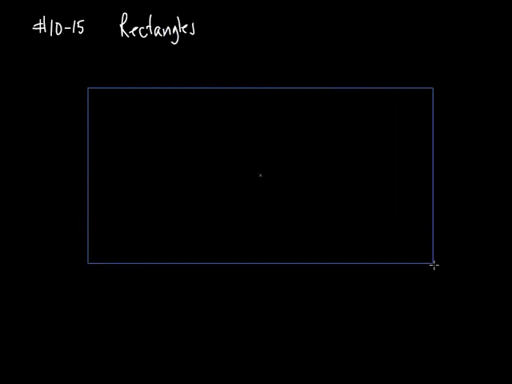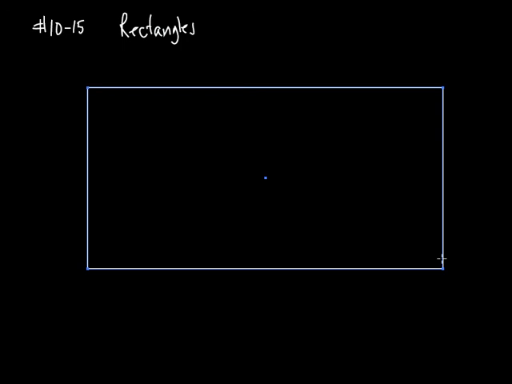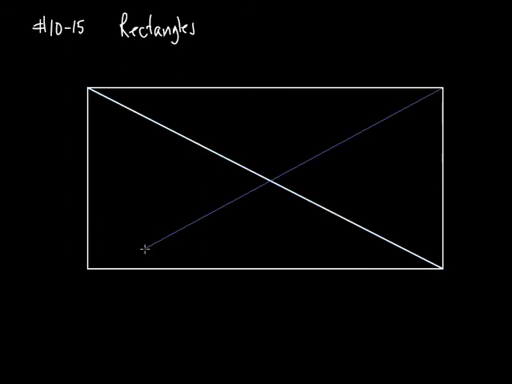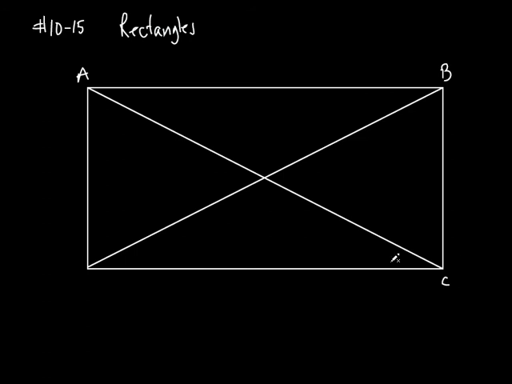I put a lot of stuff about rectangles. I don't know why, but 10 through 15 is all about rectangles. So let's talk a little bit about rectangles. So there's a rectangle. Let me put some diagonals in here too, because we're going to be talking about the diagonals of a rectangle. And I might as well label this so I don't say this angle and that angle. I can actually name it.